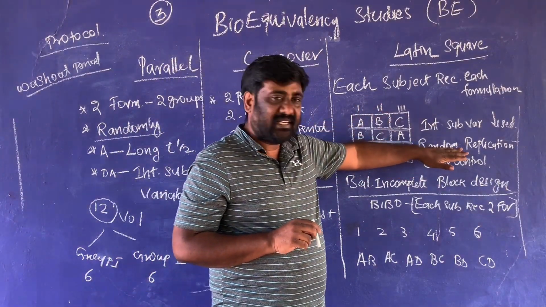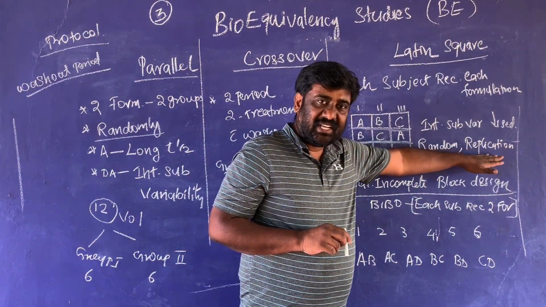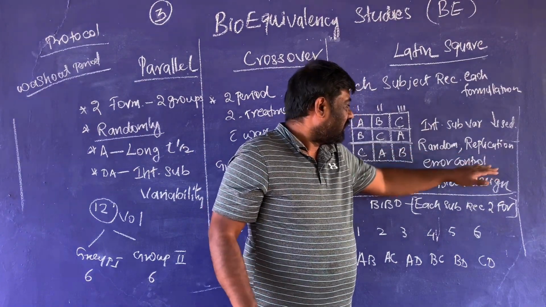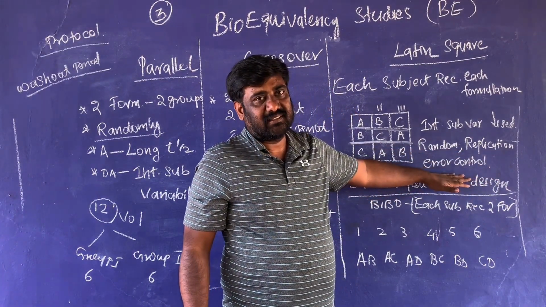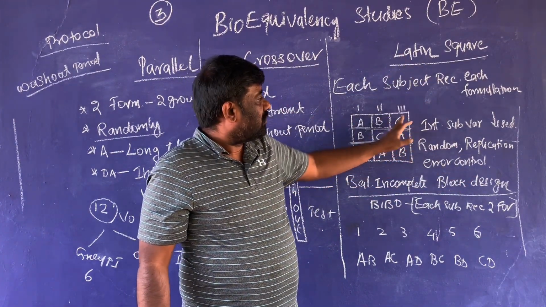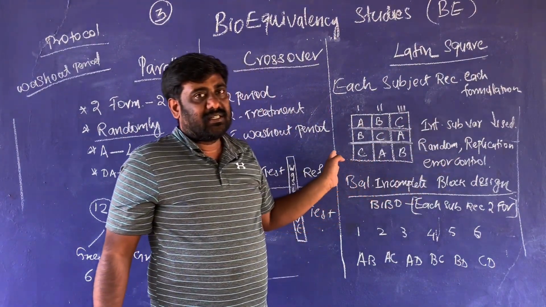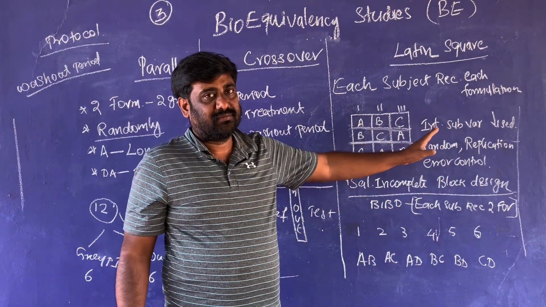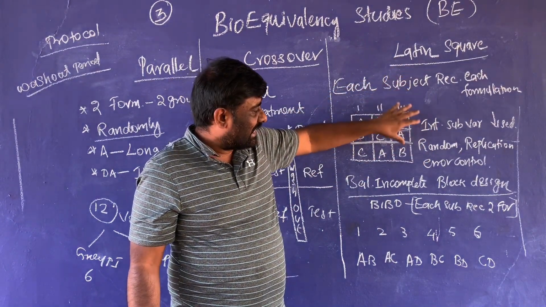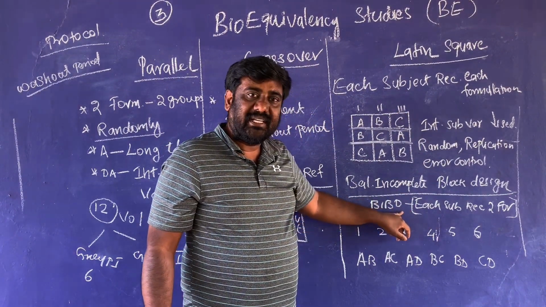So this is mainly framed based on randomization and replication. Replication means the same volunteer will receive the 1, 2, 3 formulations, A, B, C, to control the error. So this technique is called the Latin square technique. If formulation 4 or 5 is used, accordingly the square will go up. This Latin square is slightly modified and called the BIBD design.